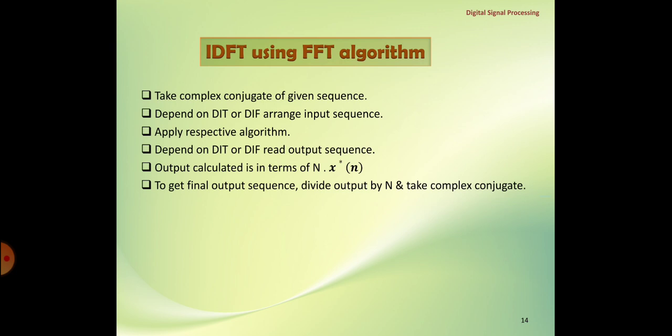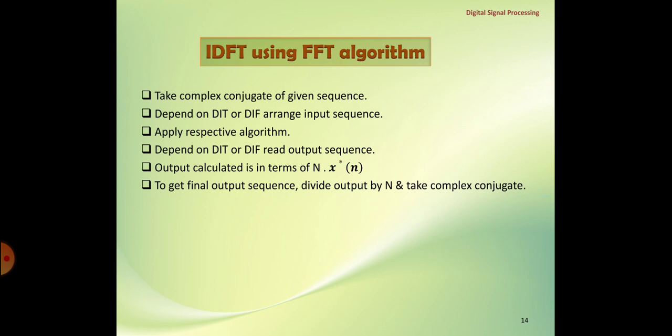Apply the respective algorithm. As we have already discussed the steps to solve an example by DIT and DIF, follow the same process here, applying the same steps for DIT or DIF. Depending on DIT or DIF, read the output sequence. Means in case of DIT, output is in natural order, but in case of DIF, output is in bit reversed order. The output calculated is in terms of N times x conjugate n.